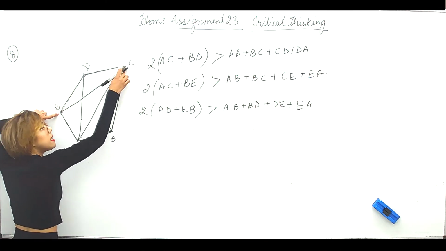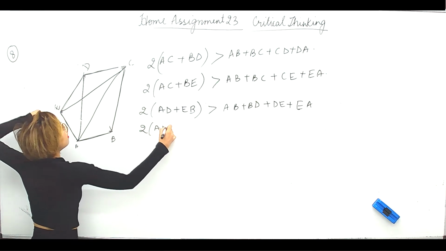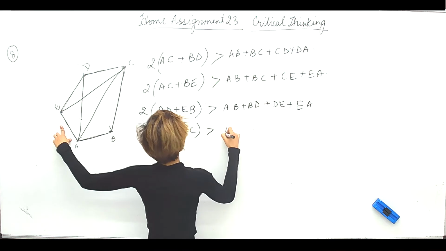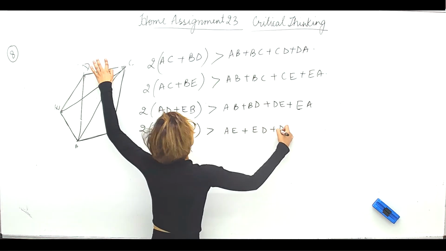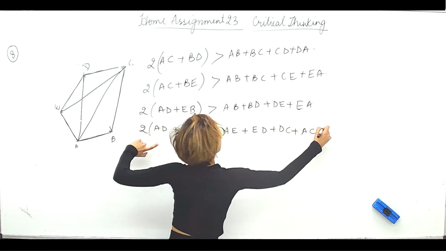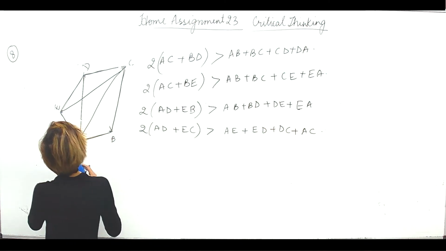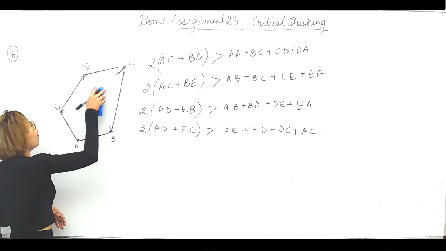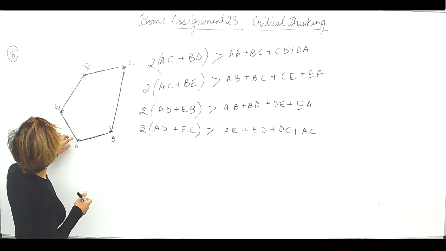AEDC. EC is the diagonal, AD is the diagonal. So twice of AD plus EC is greater than the perimeter. So AE plus ED plus DC plus AC. Right? Am I right? Yes. So AD भी मैंने complete कर लिया. Let me think now. तो AD वाले के साथ और बनेंगे नहीं. You can try. Okay. So AD I have finished.